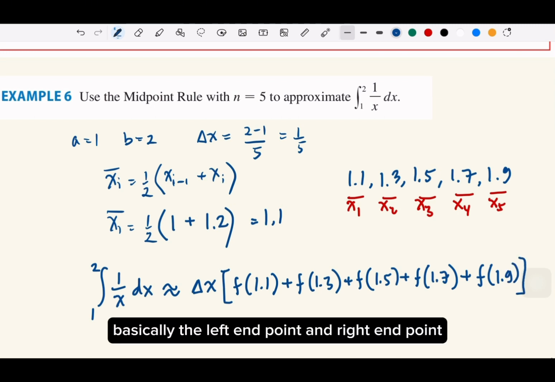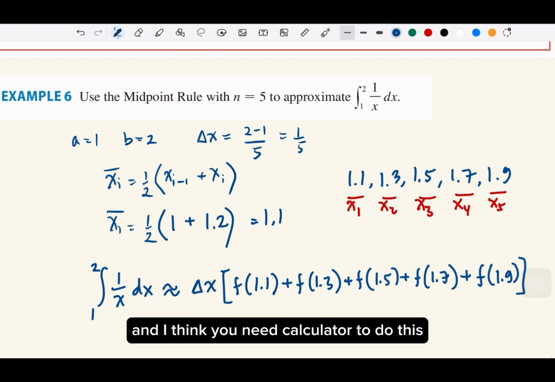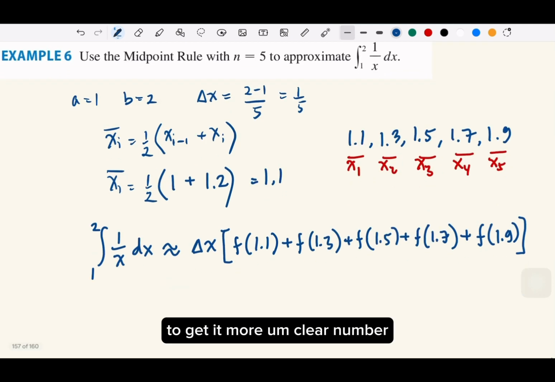Basically, the left endpoint and right endpoint are also a similar method, okay? But the difference is just the x1, x2, x3. For the midpoint, we need to set up the middle point in the rectangle. So basically, we are taking this, okay, taking 1.1 into the function 1/x, and then plus the rest. And I think you need calculators to do this to get a clearer number. So 1/5.